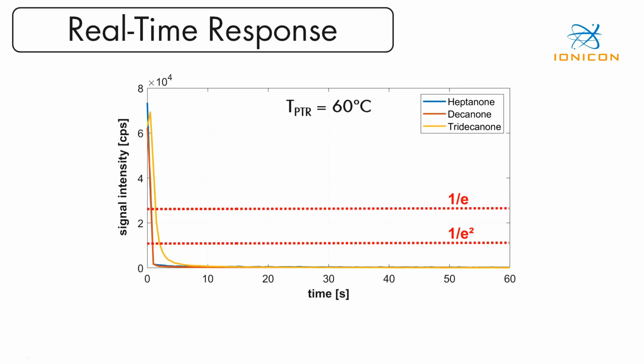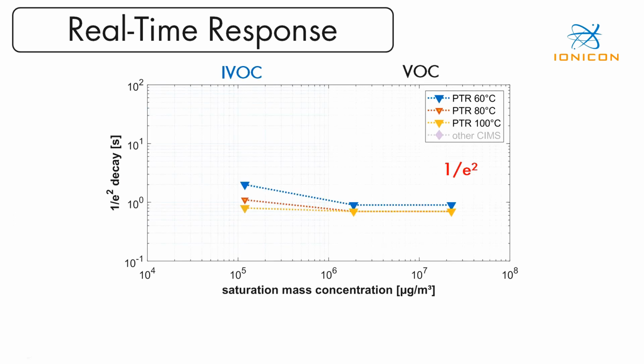Now let's have a quick look at how the response for these three compounds looks at 60 degrees. I have also added the 1/e and 1/e squared lines to the plot. Heptanone and decanone show an immediate decay. The tridecanone decay is slightly delayed. Let me plot the time response versus the volatility of each ketone. Heptanone is now on the far right, tridecanone on the left.